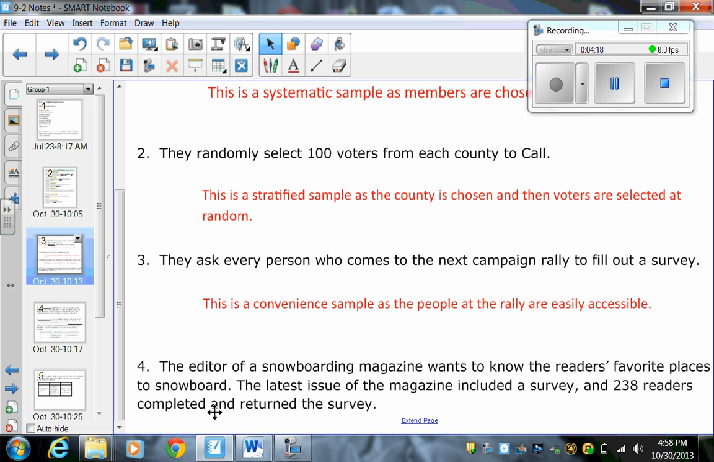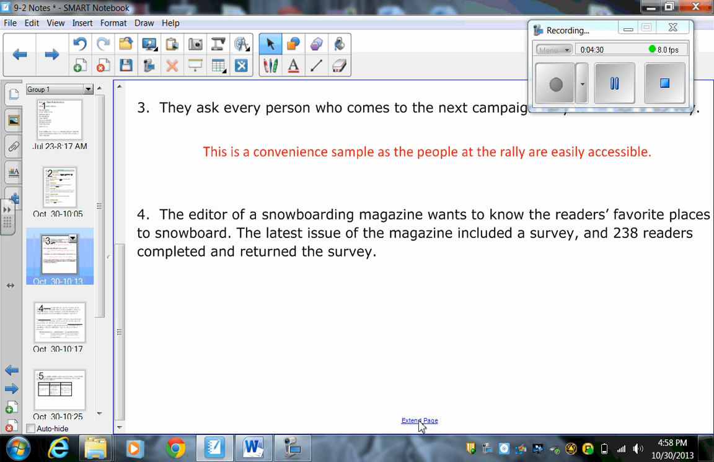Example 4 says the editor of a snowboarding magazine wants to know the readers' favorite places to snowboard. The latest issue of the magazine included a survey, and 238 readers completed and returned the survey. So this is an example of self-selected because a person had to first buy the magazine, then they had to actually fill out the survey, and then actually mail it back. So the person is choosing to be part of the sample.